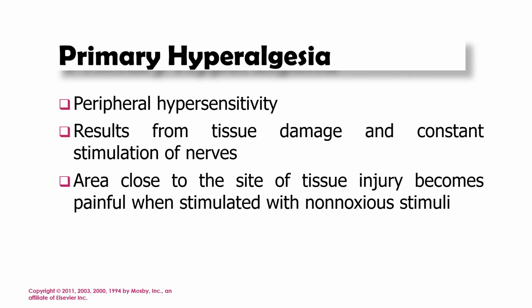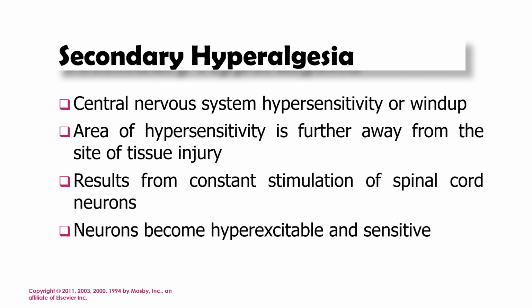We have the concept of primary hyperalgesia. This is also referred to as peripheral hypersensitivity. This results from tissue damage and constant stimulation of the nerves. So when there is constant stimulation to the nerves, the area close to the site of tissue injury becomes painful when stimulated, even with non-noxious stimuli. When we say hyperalgesia, that is increased sensitivity to pain, and we also have the secondary hyperalgesia concept.